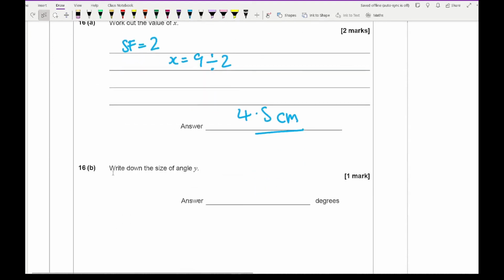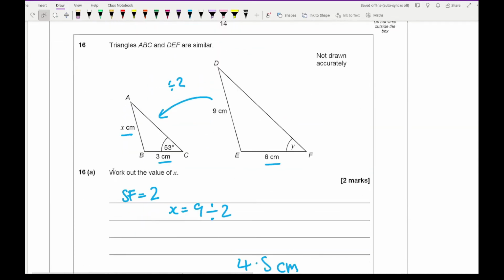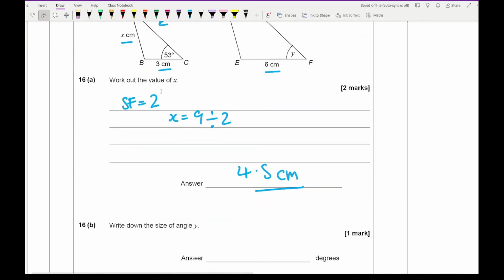Now for question 16b, it says work out the size of angle y. Well, in similar shapes, all the interior angles are going to be the same. So if this angle here is 53, then y is going to be the same. So it's going to be 53 degrees.